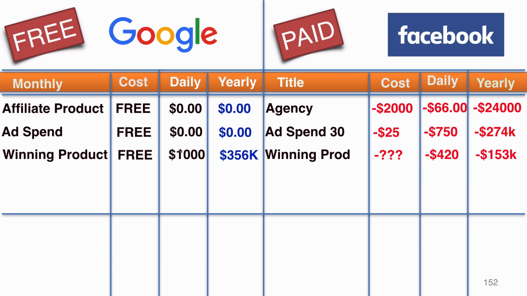But the thing is that we can do it for free because we can get these on the front page of Google and leave them there. But over here, we have no idea how much we've had to spend before we get to that winning product, okay? But we do know that when we were setting this system up, we were spending $420.